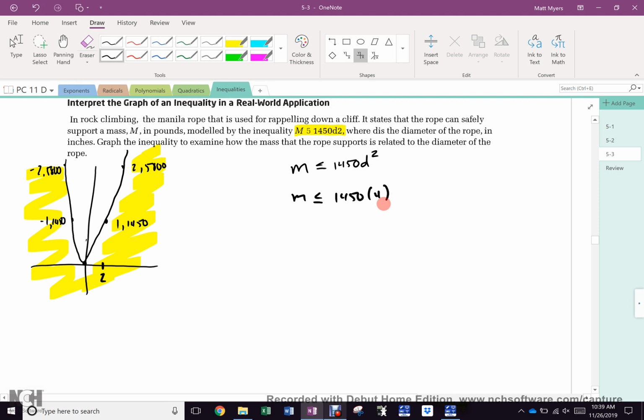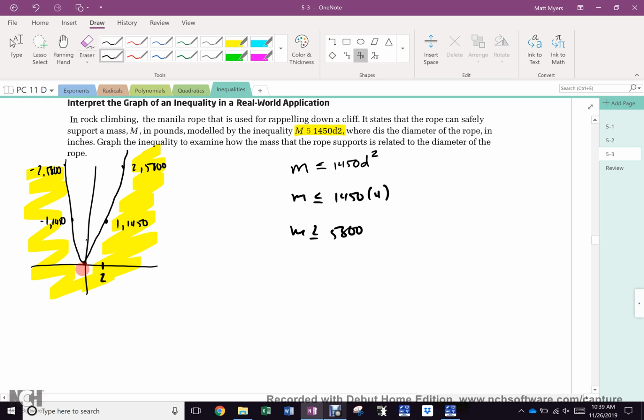What is 1450 times 4? So my mass would have to be less than or equal to 5,800. Easy peasy, right? And this makes sense, doesn't it? As the rope gets thicker and thicker, I can hold more and more mass. If the rope is thin, I can't hold much mass.